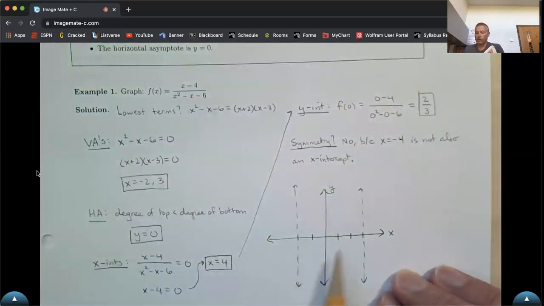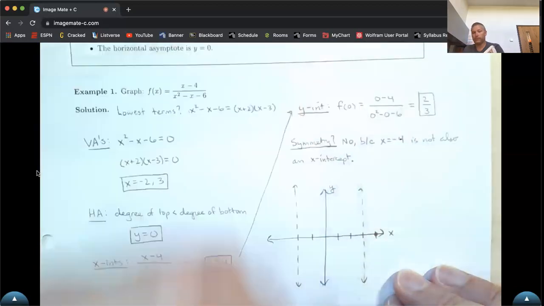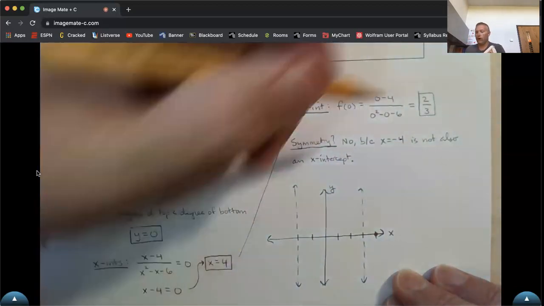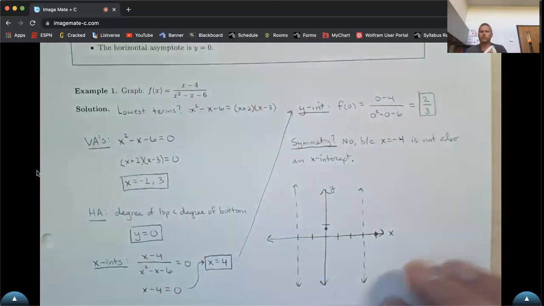The horizontal asymptote is y equals 0, which we've already sketched. That's the x-axis. We have an x-intercept of 4, and we have a y-intercept of 2/3. Now, we need a little more information.